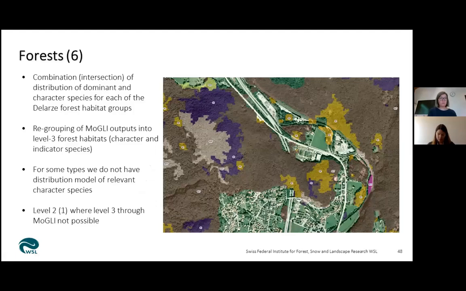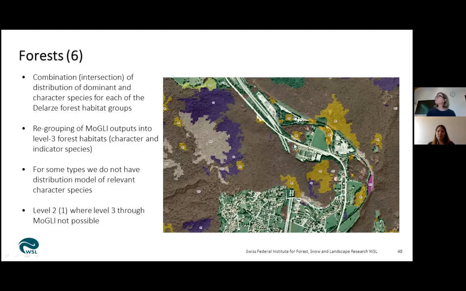We then took those models and combined them using the dominant and character species for each of the TypoZH forest habitat groups. So we regrouped them where we could into the level 3 habitat forest types using those character indicator species. For some habitat types, we don't have a distribution model of the relevant character species. In those cases, we often group to level 2 or even just level 1 forest where it wasn't possible.